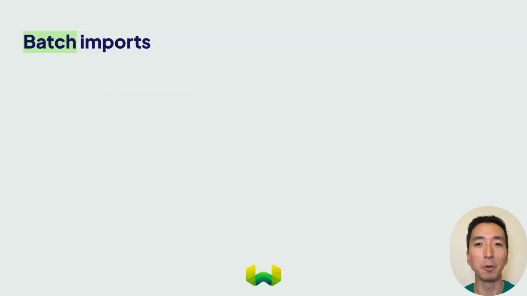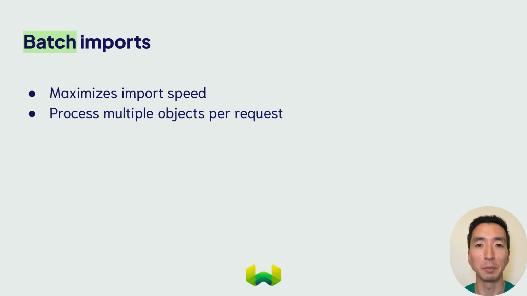To maximize import speed, Weaviate offers a batch import process. This process reduces the impact of network latencies by processing multiple objects per request. Additionally, clients like the Python client perform the process in parallel, further increasing the import speed. You should use batch imports to significantly improve the speed of data ingestion.